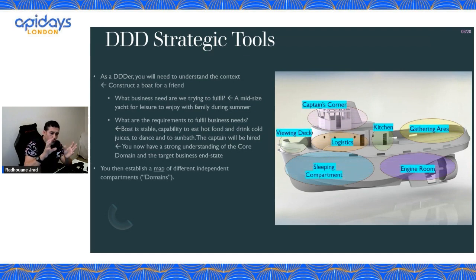When you want to draw that on the boat, you just do circles or squares like this, and you start naming them. This is where the kitchen is. This is the logistic. So far, what I've been presenting to you is nothing magical. It makes sense. You know, that's how the business is split. That's how the boat is split. We refer to these as domains.